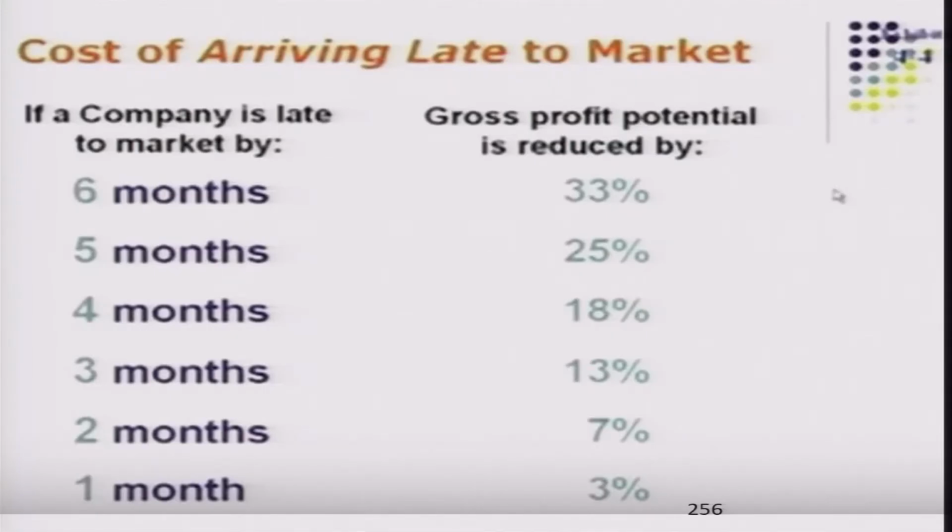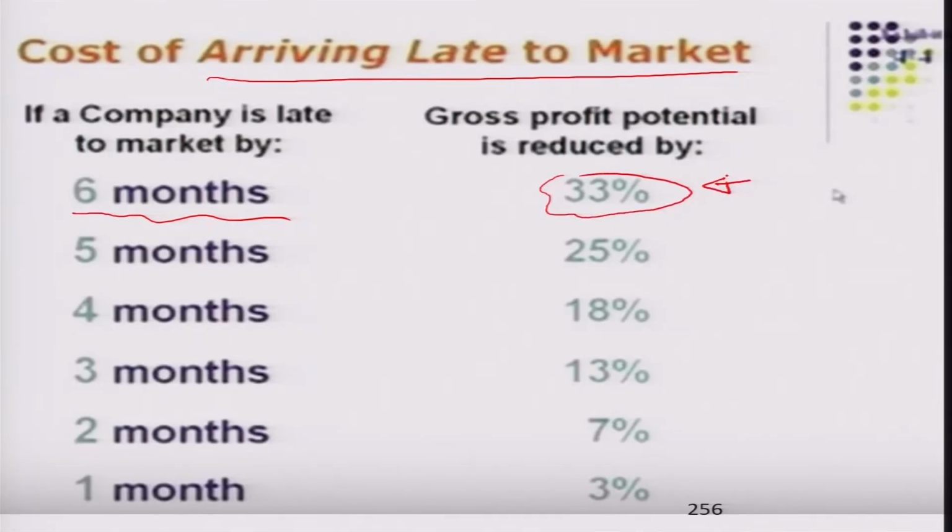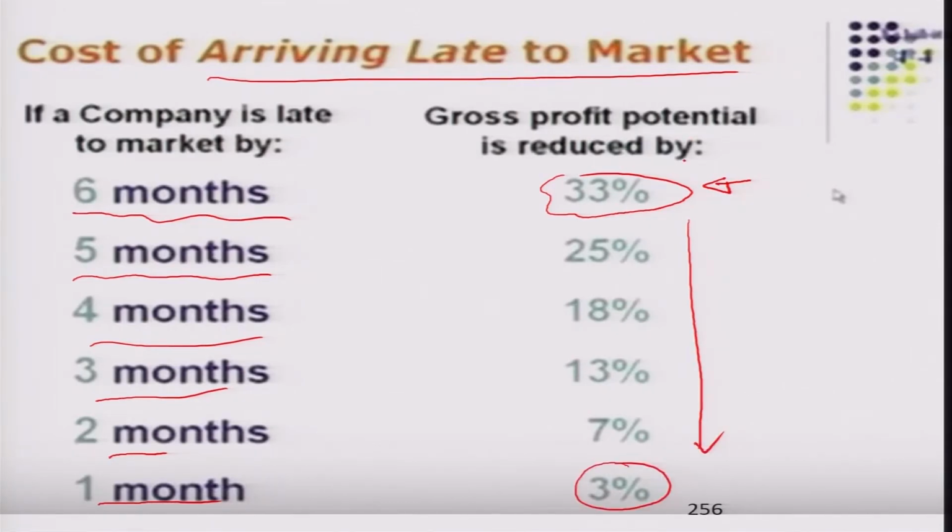So obviously there is a huge cost or penalty of arriving late to the market. If the production schedules are delayed, and the company is delayed by 6 months, the gross profit gets reduced by about 33%, and that's what the shipbuilding statistics say. Similarly for 5 months, 4 months, 3 months, 2 months and 1 month, the gross profits, as you see, are reduced by a lower amount if you are early in the business, or if your production dates are earlier. So this is a kind of history also of QFD.